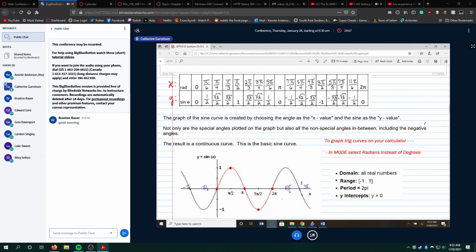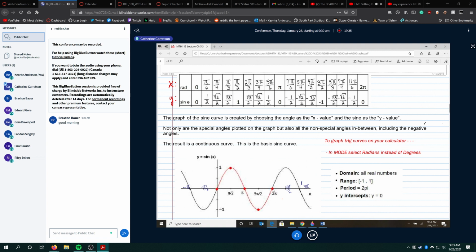Then it crosses the x-axis at 0, where the angle is pi. Notice now you're going to start going down below the x-axis. These are negative values, and the lowest it goes down to is negative 1 at 3pi/2. Then notice it symmetrically starts rising again until it gets back to 0.